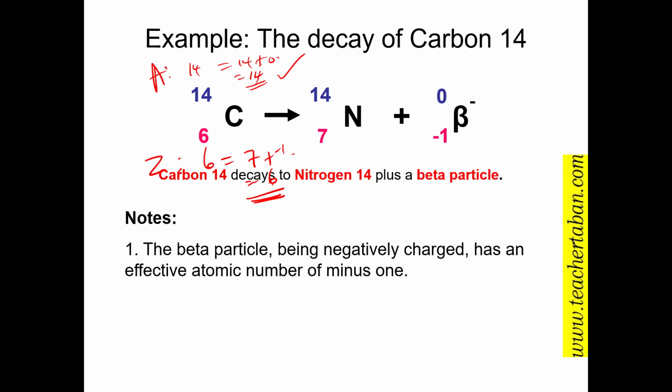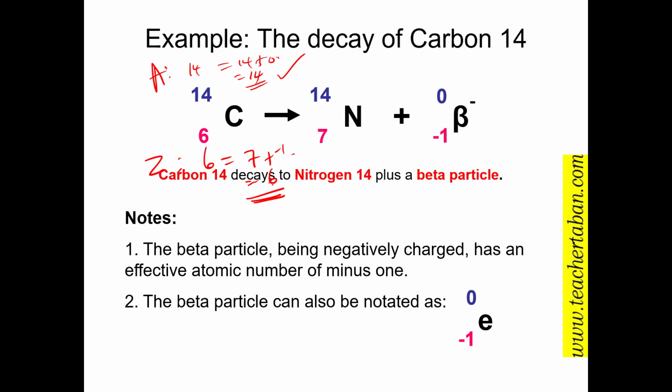The note that we take here is that a beta particle being negatively charged has an effect on the atomic number of -1. I've explained that the element changes position. The daughter nuclide changes the position. So the beta particle can also be denoted as an e like that. I've also talked about that.